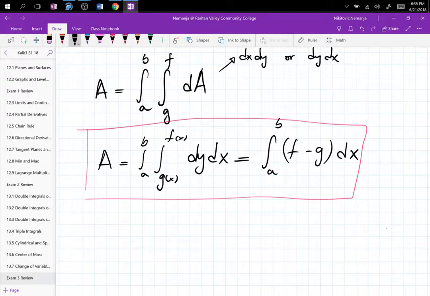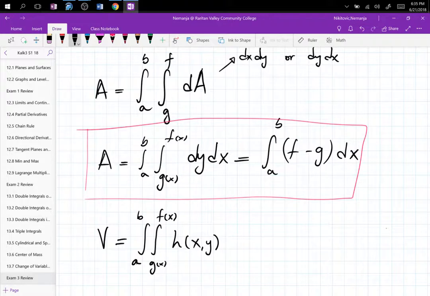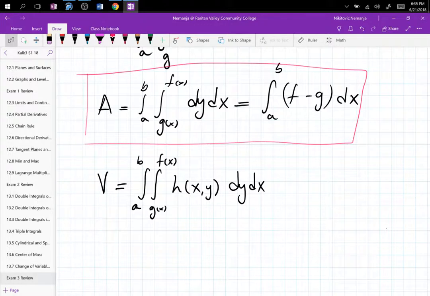But now what I'm going to do in the next step is to introduce a function within the double integral. So if I have a double integral that we had before, which is a to b and then g of x to f of x, and I introduce some kind of a function here, say h of x, y, and then I have my dy dx, well, now this thing calculates volume, because I have 3 dimensions. There is a dimension h, which gives me the height, and then I have these 2 dimensions that give me the base. So now this is a 3-dimensional entity, and that is called volume.